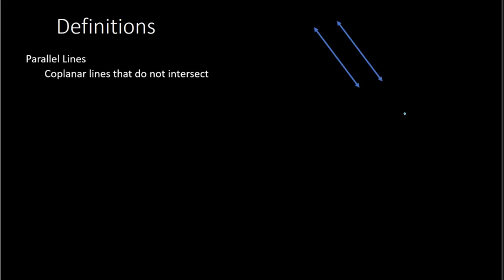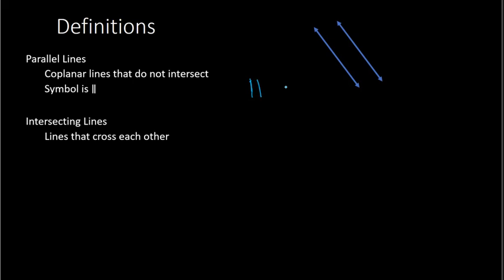So for example, right here, these two lines are parallel because they do not intersect. And the symbol is going to be two vertical lines like this. Right, it's two vertical line segments. It looks like two L's. This is my symbol for parallel. Next we have the term intersecting lines, which are lines that cross each other. So for example, right here would be two intersecting lines. So parallel lines never intersect, whereas intersecting lines do intersect.